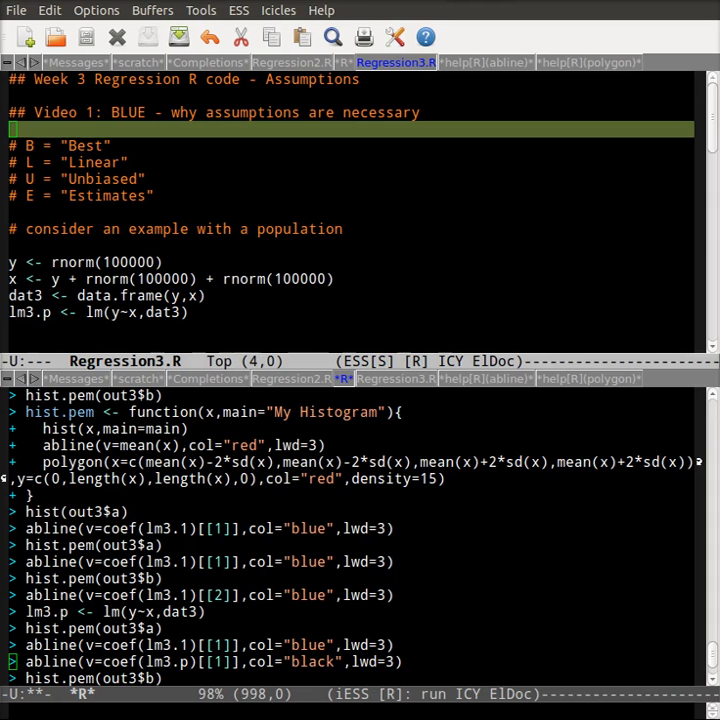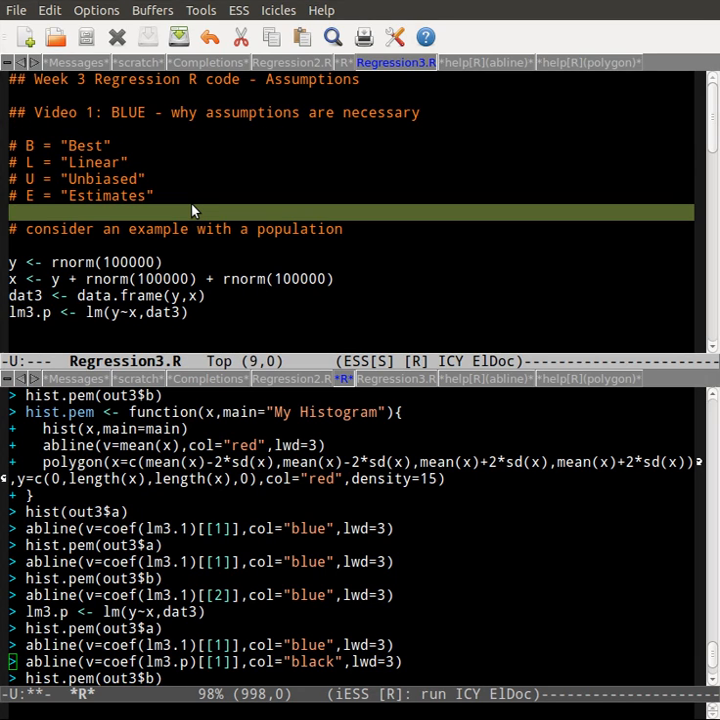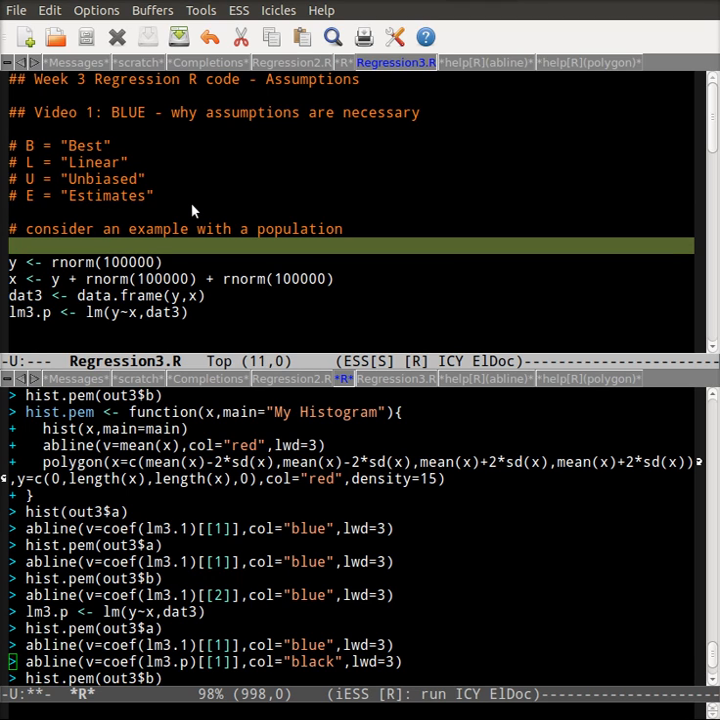So what I want to do is give you a very quick example and show you what this BLUE thing is all about, and how you can determine whether your model suits the best linear unbiased estimates given the assumptions.